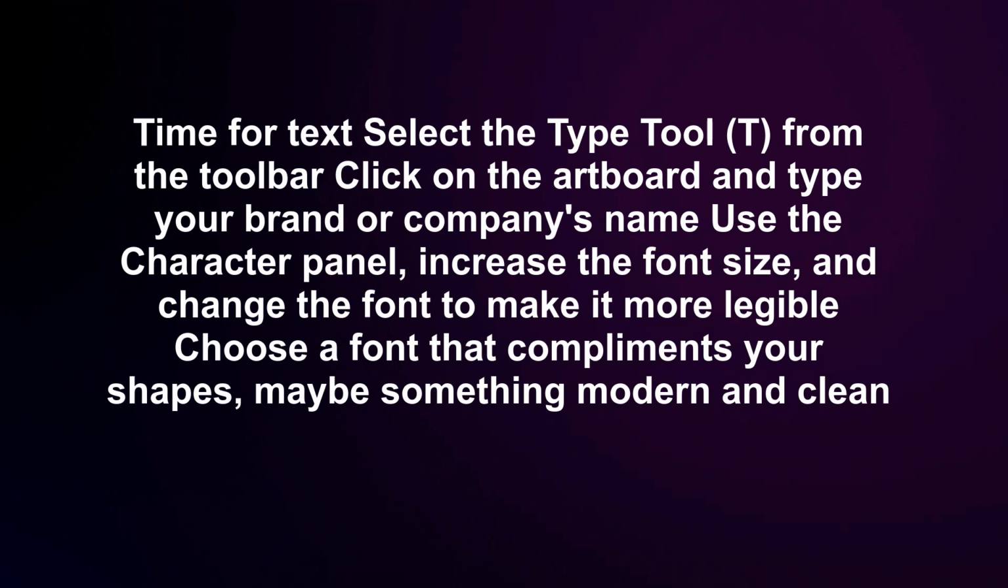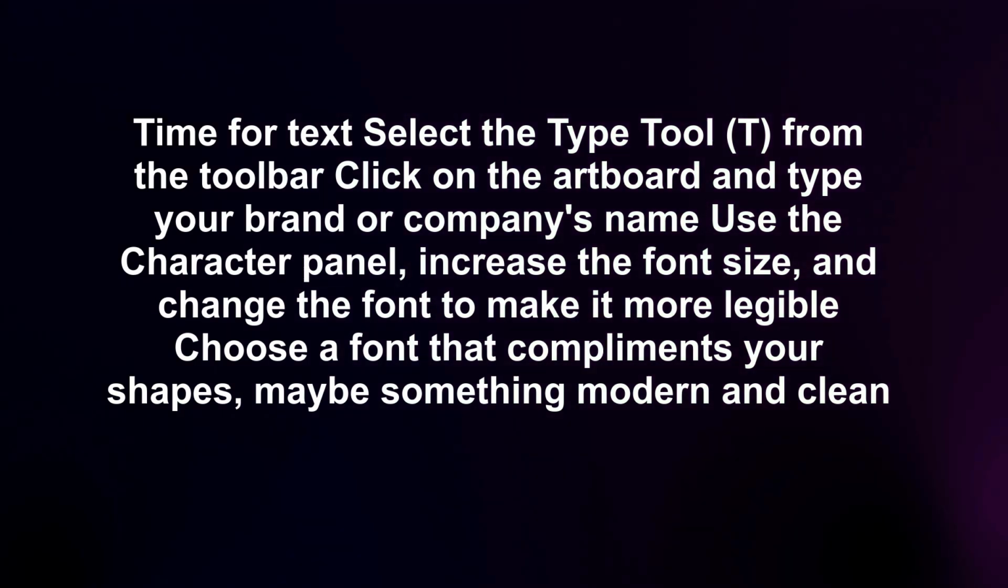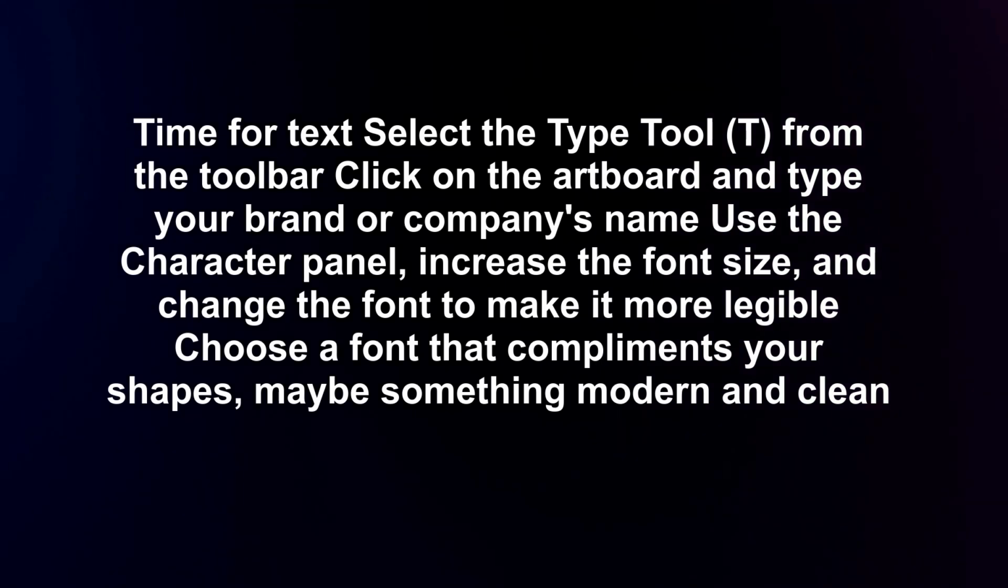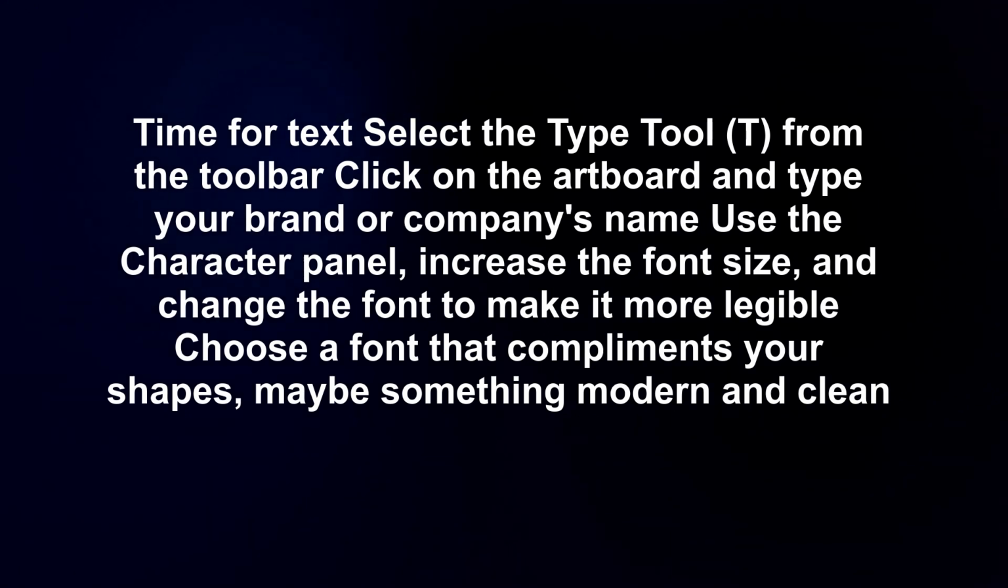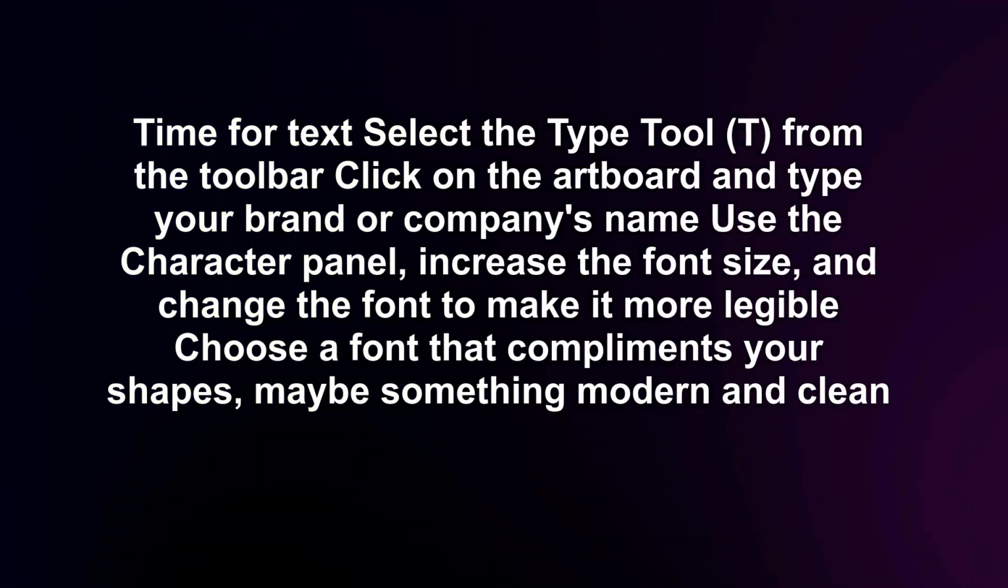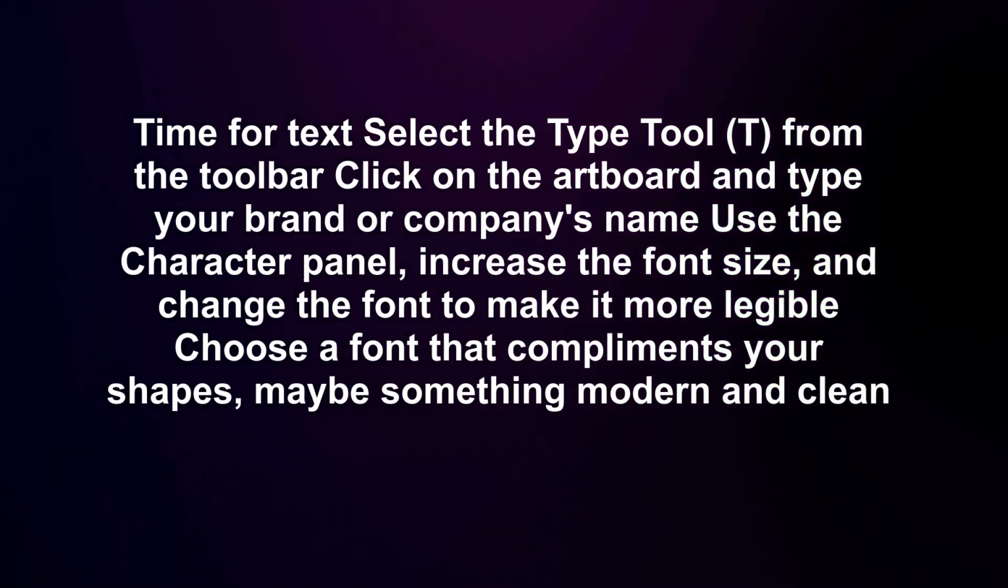Time for text. Select the type tool from the toolbar. Click on the artboard and type your brand or company's name. Use the character panel. Increase the font size and change the font to make it more legible. Choose a font that complements your shapes, maybe something modern and clean.